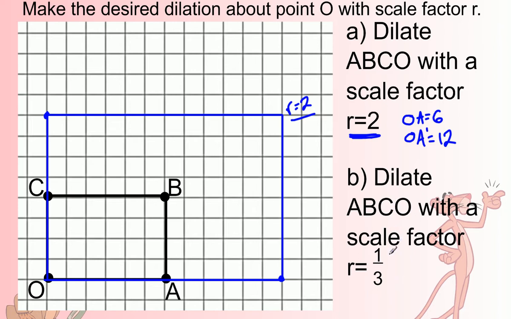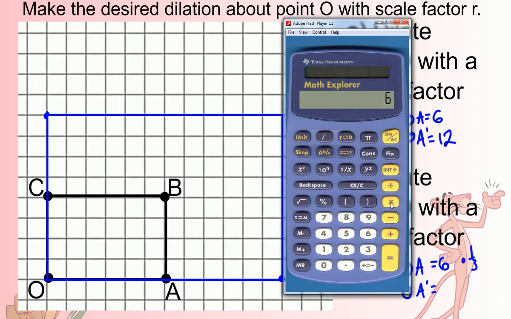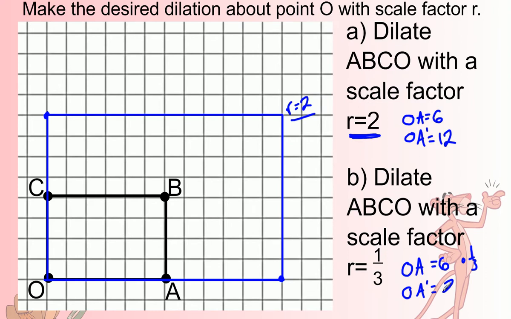All right, letter B. Dilate ABCO with a scale factor of 1/3. So I'm going to take each side length of my original image and multiply it by 1/3. So if my OA is 6, then OA prime would be 6 times 1/3, and then you get 2. So my new length of this point will be here.